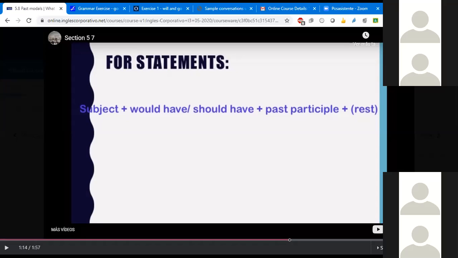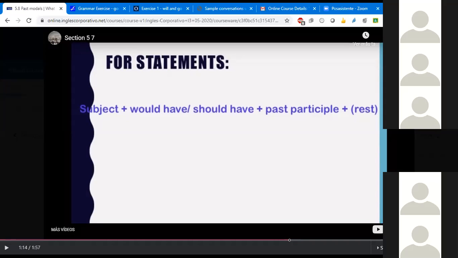Okay, Kevin. I'm not clear about when we have to use should and would. Just remember that both of them are expressions you use when you are giving a suggestion about something a person didn't do, or what the person should have done. It's just a different way to say it. But tell me a sentence and let's see how you use it.